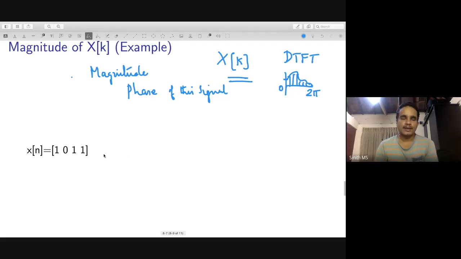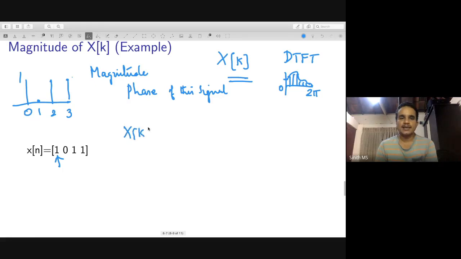Okay. Let us find, say, if x[n] is 1 0 1 1, represented like this. Represent that your time index is 0 here. That is, the signal at 0 you have 1, at 1 you have 0, at 2 you have 1, and at 3 again you have 1. Now, what happens if you find the discrete Fourier transform for this? Okay, let us try to find.